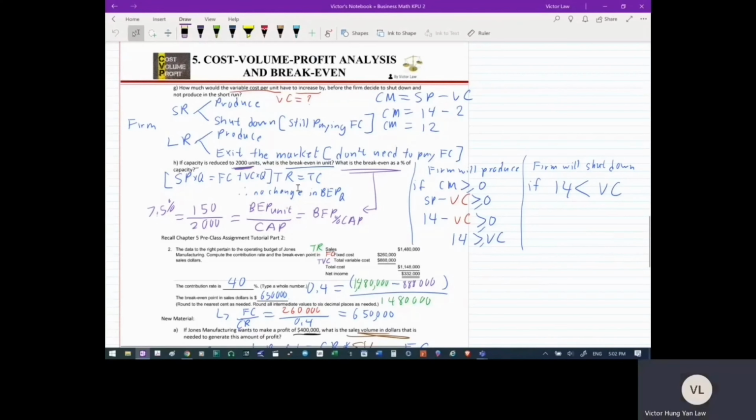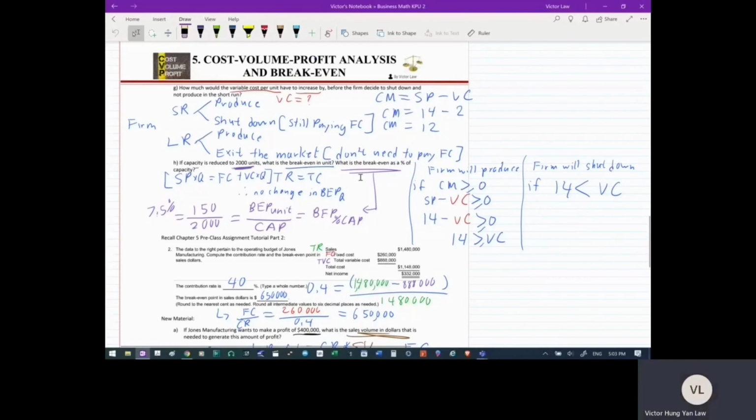The formula that we use to calculate the break-even point in units is total revenue equals total cost. In the total cost function, total cost is fixed cost plus variable cost per unit times quantity, and total revenue is your selling price times quantity. Capacity is not in these two formulas. So therefore, changing the capacity will not affect your break-even point in units.